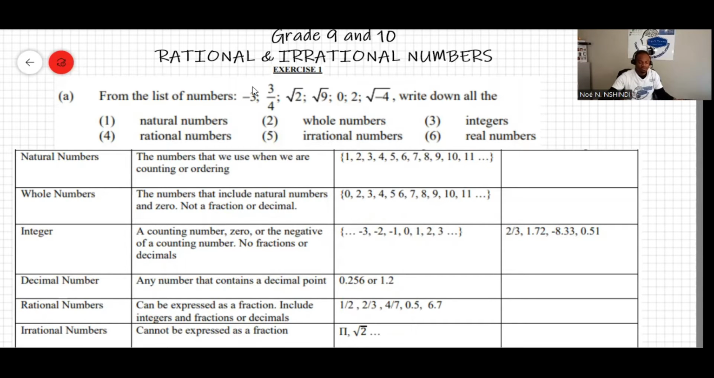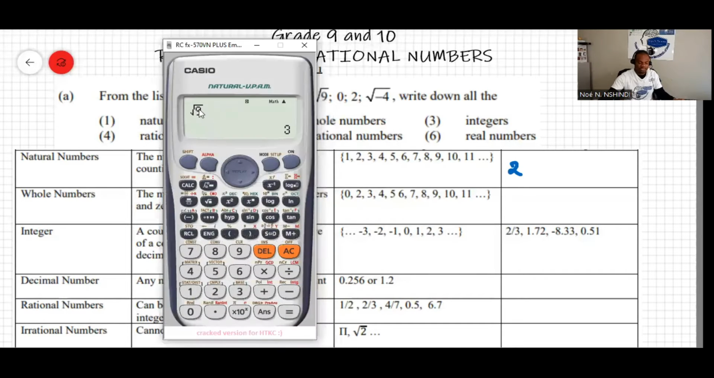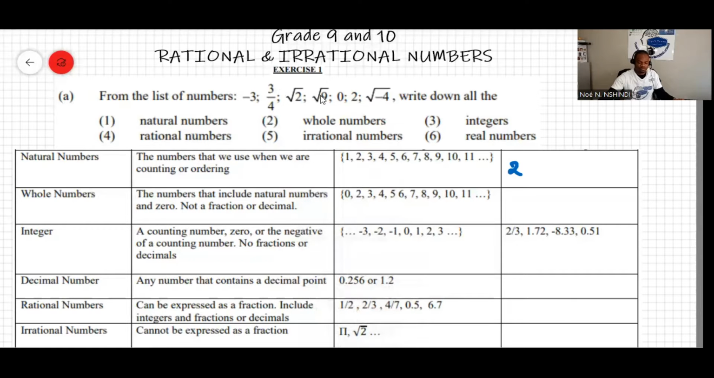Now, in my list of numbers here, let's see. Do I have positive integers more than 0? We have 2. Yes, that's right. We can write here 2. And now, what about square root of 9? Square root of 9 is also an integer, because if you take the square root of 9, you get 3. So I can just write there square root of 9. All these are natural numbers.